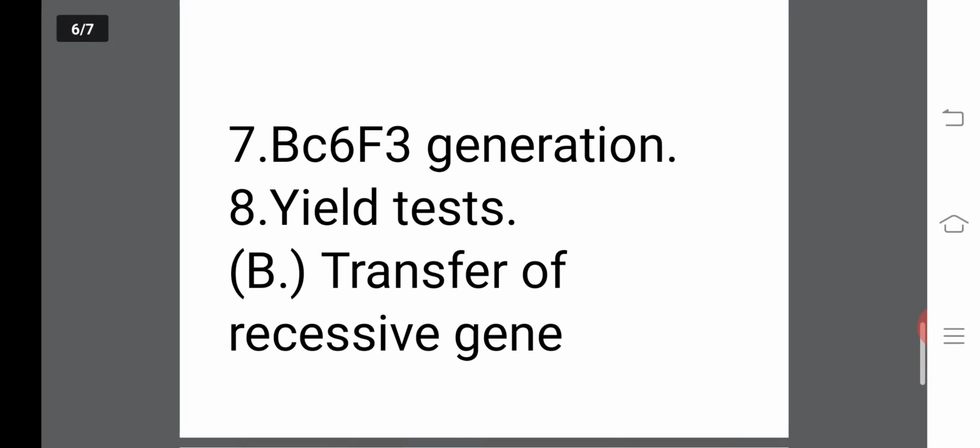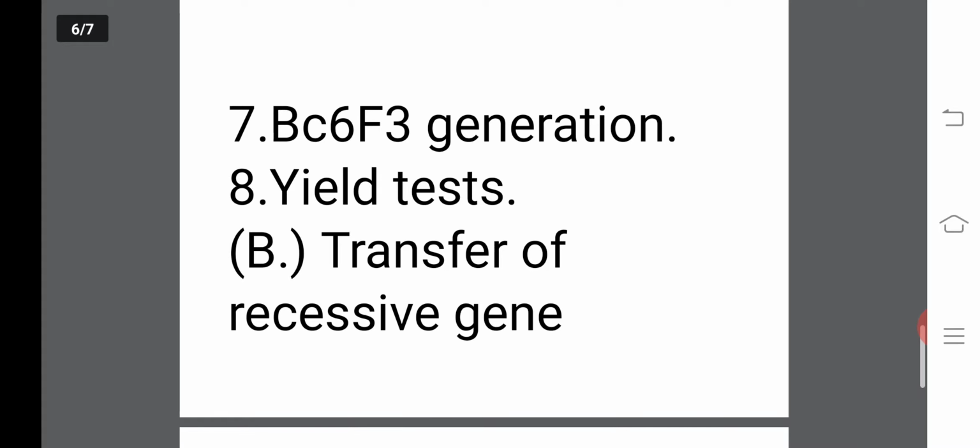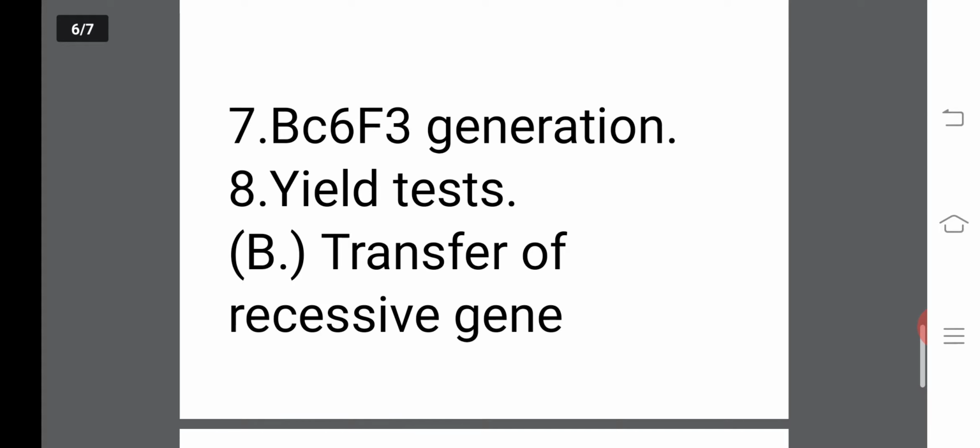In the eighth step, we test the yield. The new variety is tested in a replicated yield trial along with variety A as a check. Plant type, date of flowering, date of maturity, quality and so on of the new variety are critically evaluated.